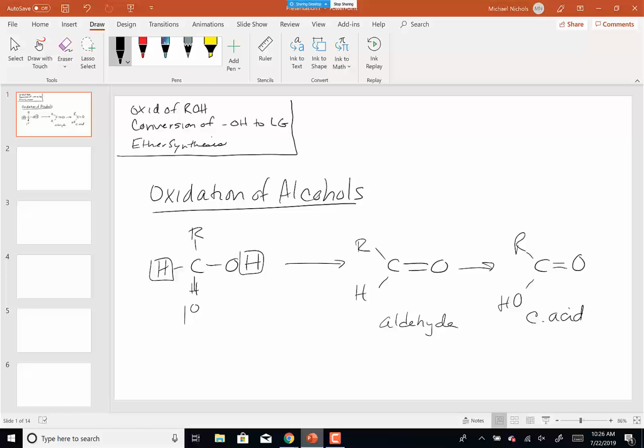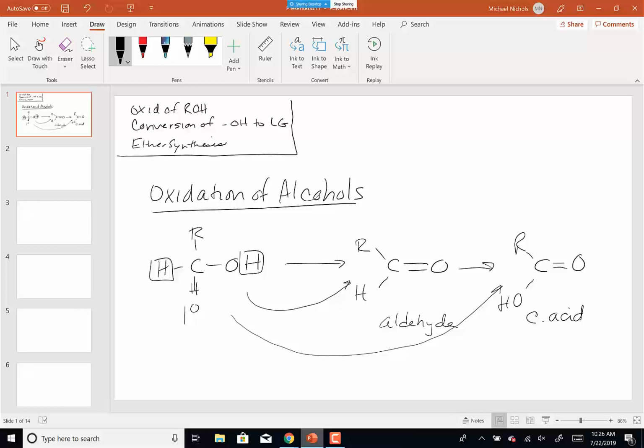So, in terms of oxidation, there are going to be two sets of reagents that we can use. One will take us to the aldehyde and stop, and the other will take us all the way to the carboxylic acid, which means it first makes an aldehyde, then oxidizes the aldehyde to the carboxylic acid. So that's the two classifications of reagents.